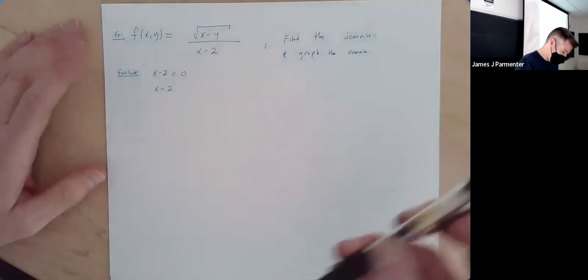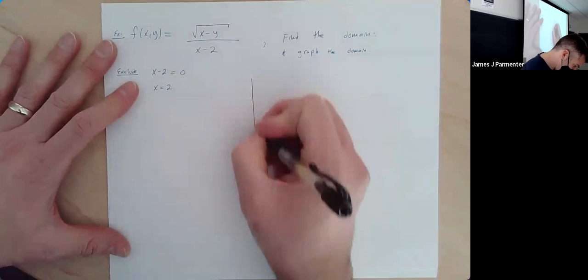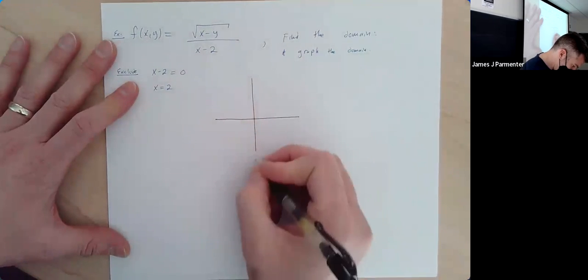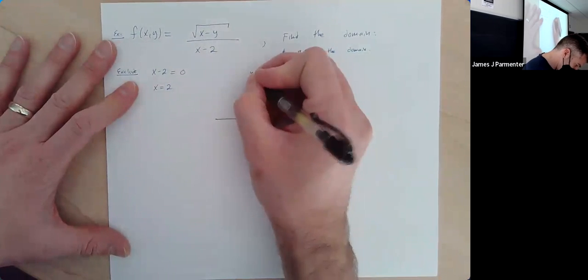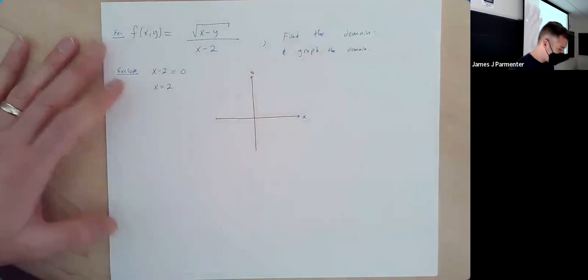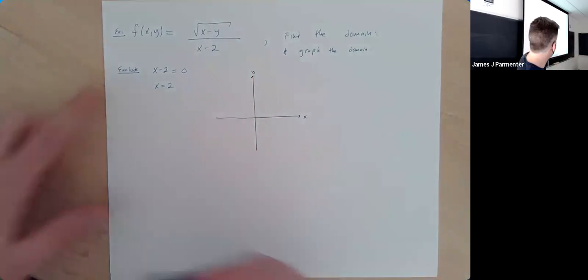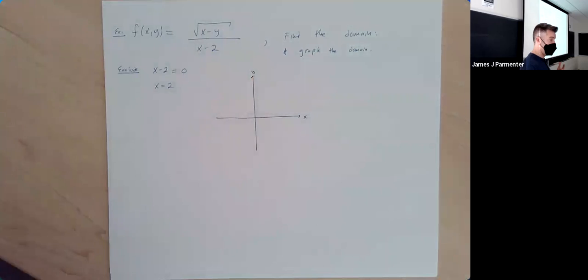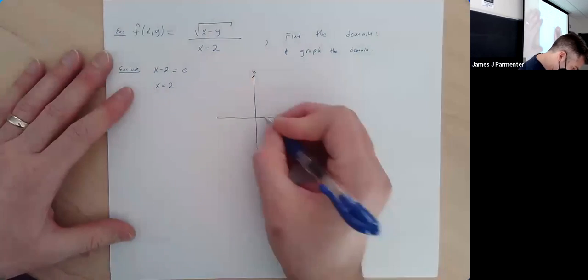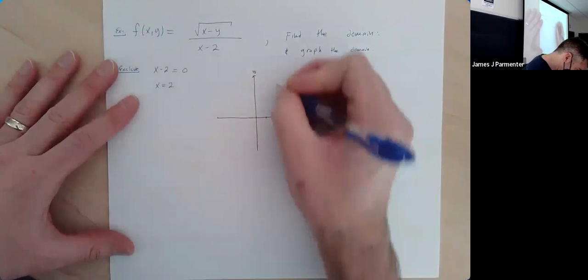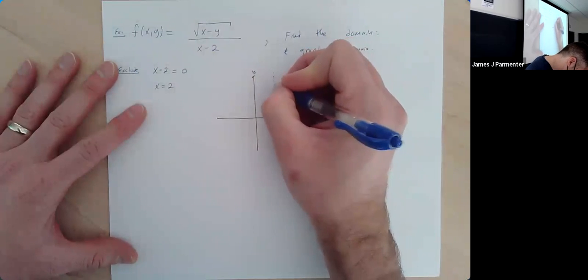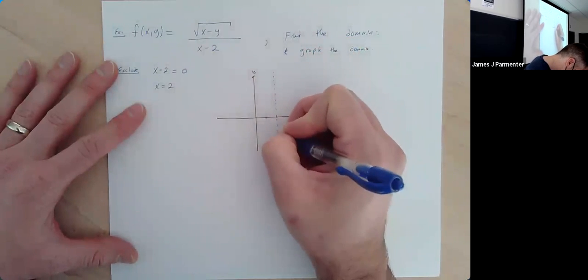So here's my XY plane. And I know I need to exclude x equal to 2. If you want to exclude something, you typically draw it with a dashed line. So I'm going to go over to 2, and I want to exclude everything on that line, so I draw it that way.